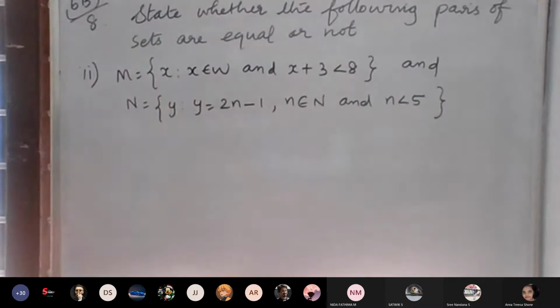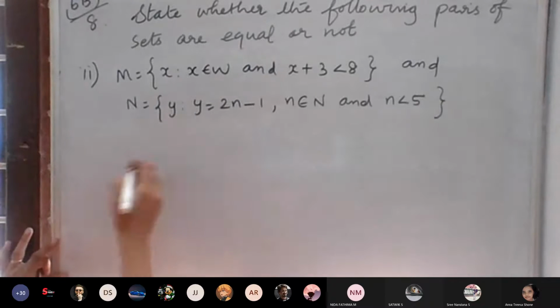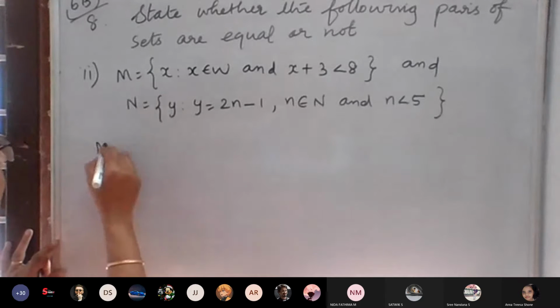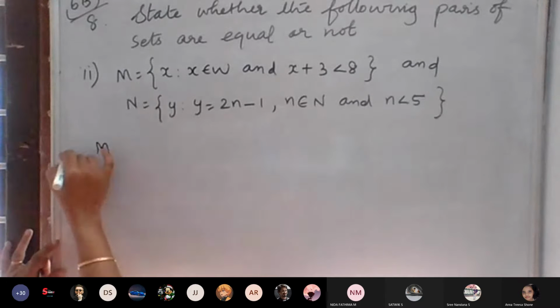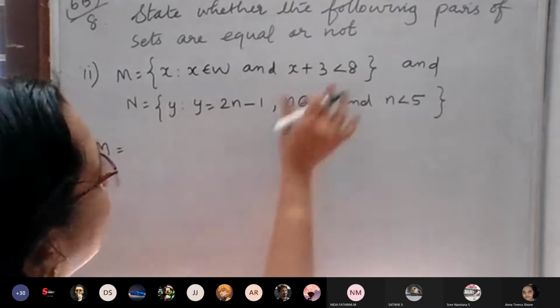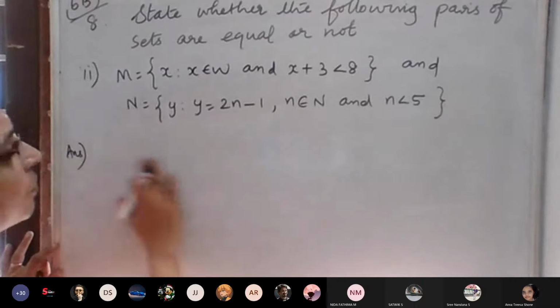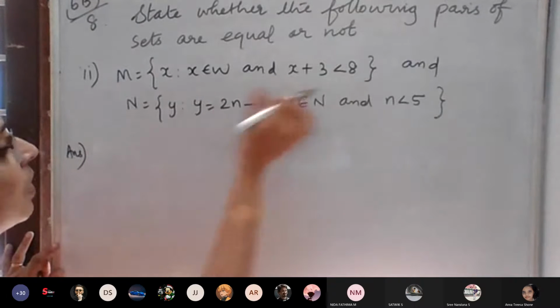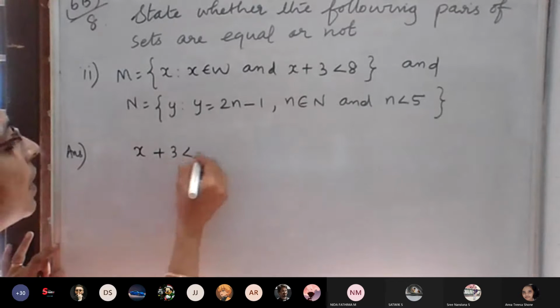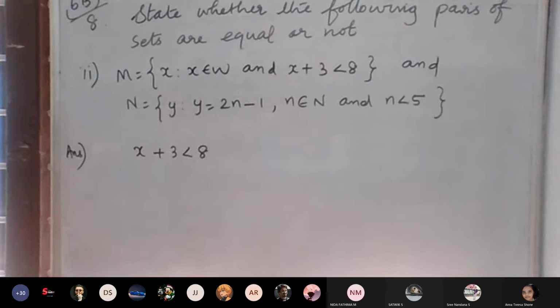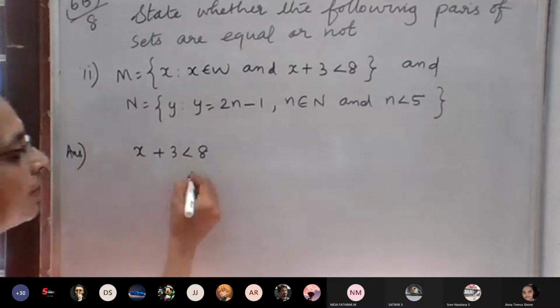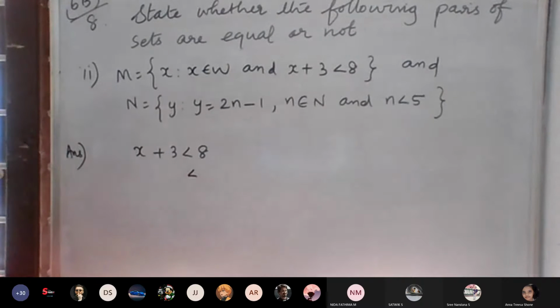So first we can write M in roster form. After that we can write N. For finding M in roster form, we have this inequality: x plus 3 less than 8. Better you do it here itself, no need for doing it in the working column. X plus 3 less than 8, x belongs to W. So first we can solve this, using the same less than symbol.